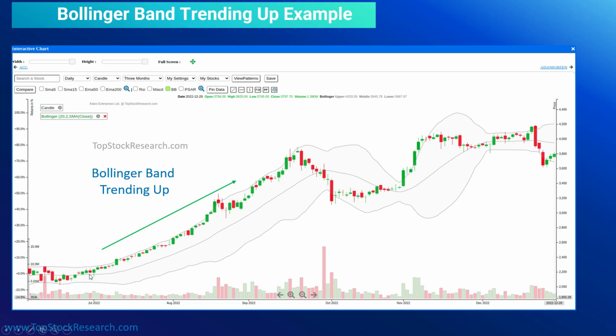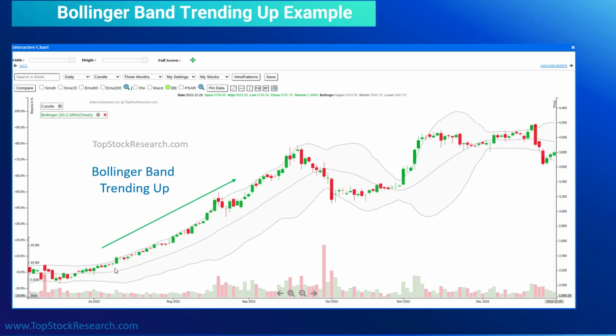Okay, so this is the phase where the band itself is going up. When the band itself is going up, you can either increase the standard deviation or decrease the standard deviation, and it is very unlikely to touch the bottom line. So this is the phase where the band itself is trending up.